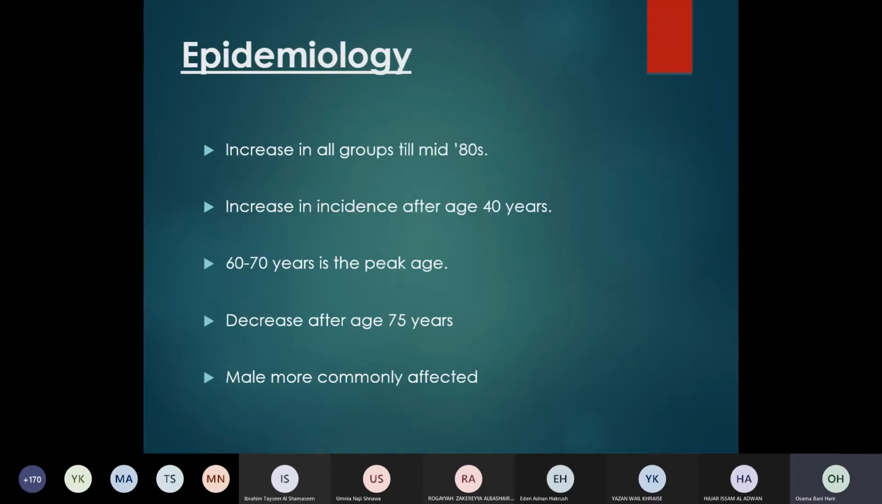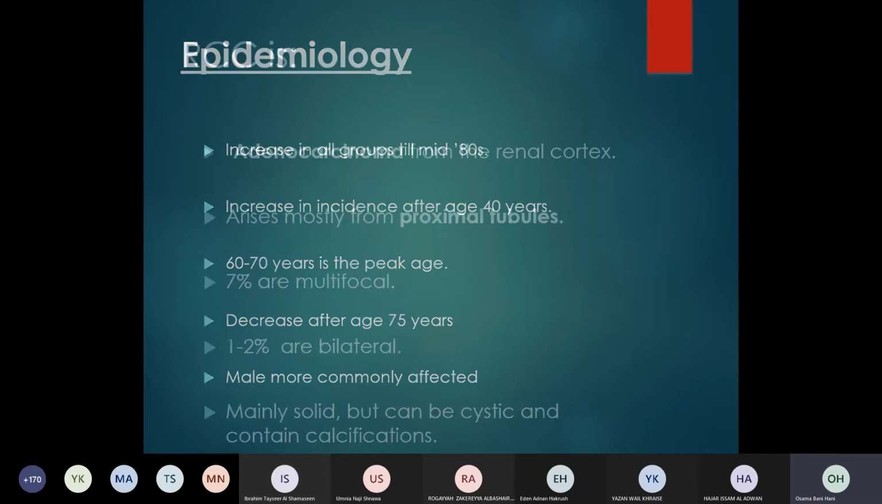It increases in all ages, on all groups, till the mid-80s. It increases after the age of 40, with a peak age between 60 and 70 years, and it decreases after the age of 75, and usually males are affected more than females. I'm going slowly, is that okay?